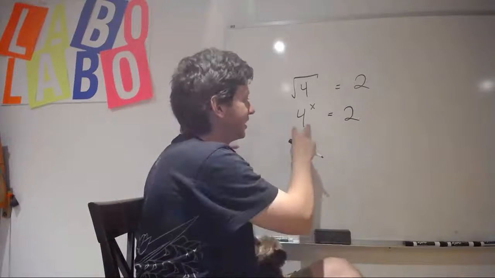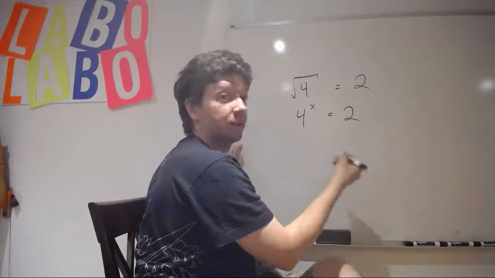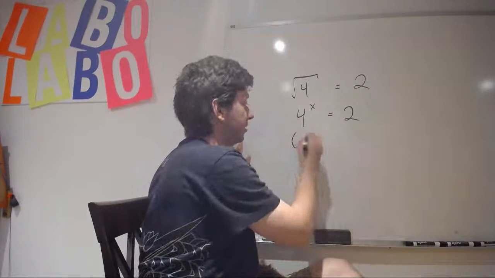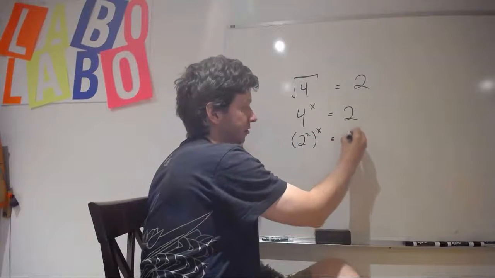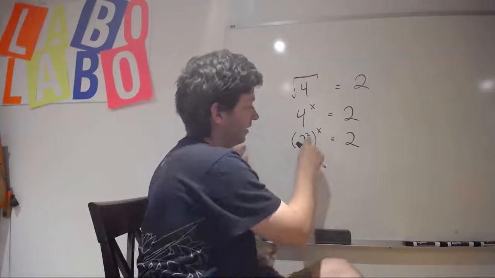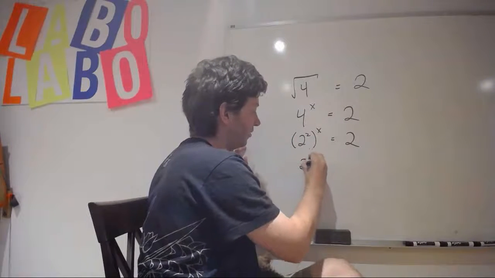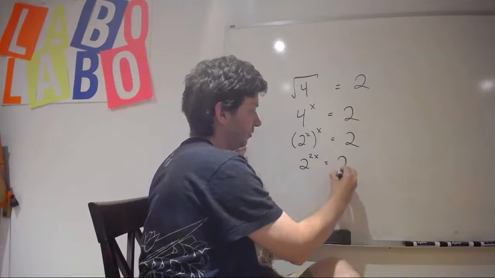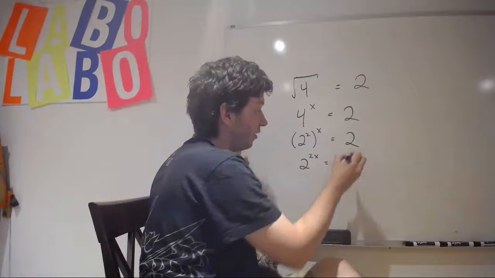Alright, now I'm going to change 4 into a base of 2. So 4 is just 2 to the power of 2. So that's just 2 squared. And we still have that x there. And we're just going to keep that 2 on the right side. Now here we have a power to a power, so we're just multiplying that. So we have 2 to the power of 2x equals 2. 2 by itself is just 2 to the power of 1.